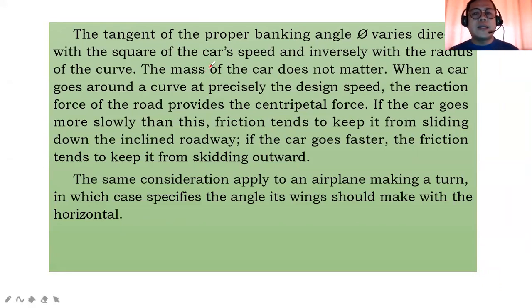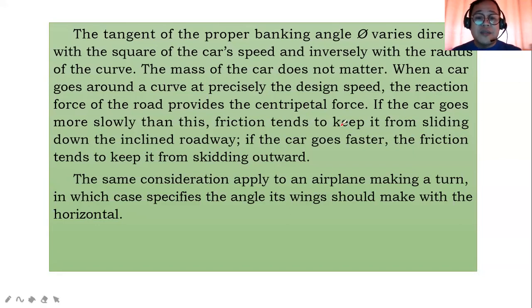Okay? Again, it is directly with the square of the car's speed, and inversely with the radius of the curve. So if the radius is small, the angle of banking should be larger so that at least the car can move faster. So the mass of the car does not matter when a car goes around the curve at a precisely designed speed. The reaction force of the road provides the centripetal force.